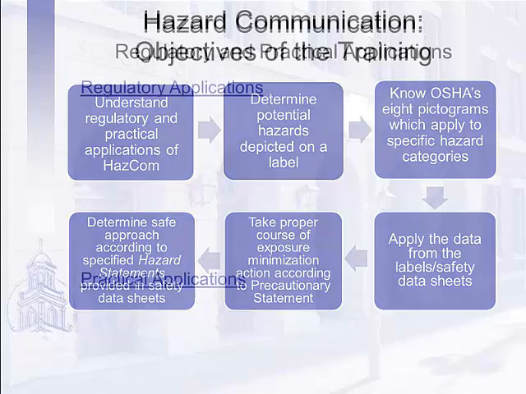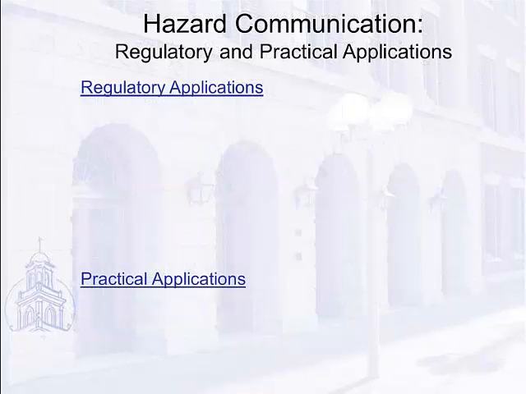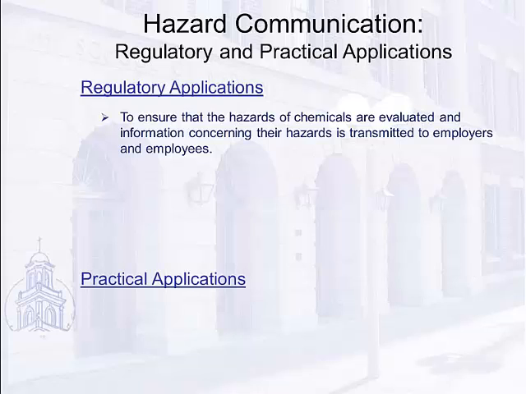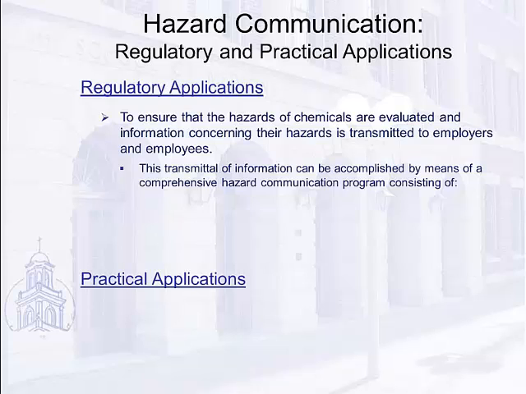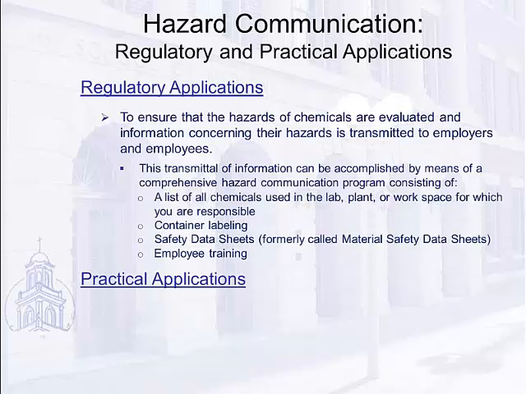To fully understand the important functions of the hazard communication standard, it is important to grasp the regulatory applications and practical applications. Information about the hazards of a substance is transmitted via the administrative controls, which are an inventory, container labeling, safety data sheets, and employee training. All of these are required by the hazard communication standard. Practical applications are provided by the lessons learned from history.